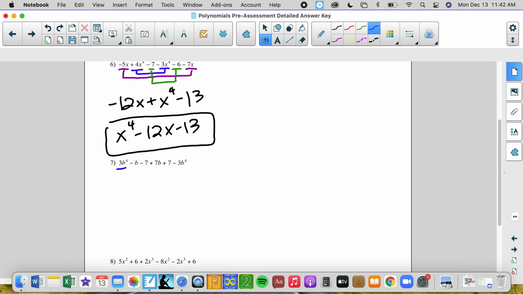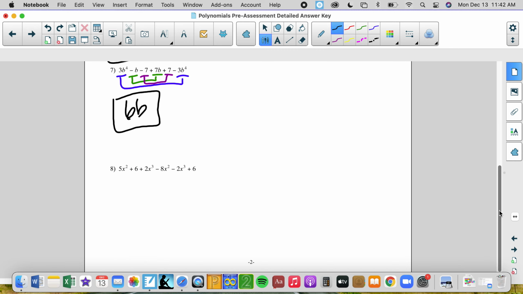3b to the fourth, negative 3b to the fourth, negative b, positive 7b, negative 7, positive 7. Lots of things are going to cancel here. So 3b to the fourth, negative 3b to the fourth equals 0. Negative b and 7b gives me 6b. Negative 7 positive 7 is 0. So we get just 6b.